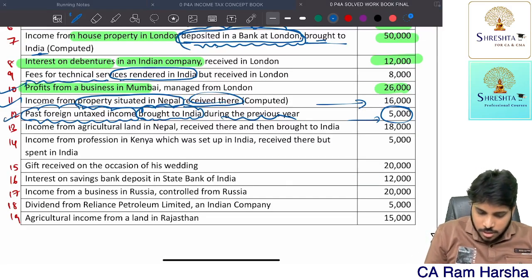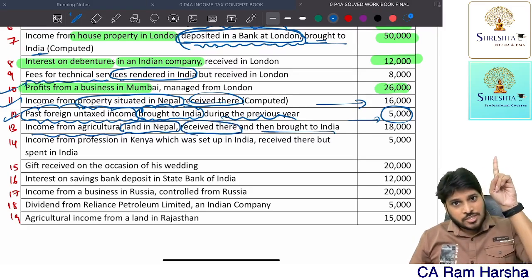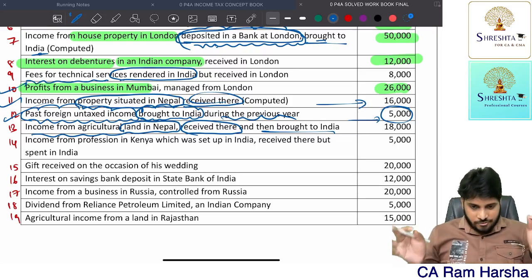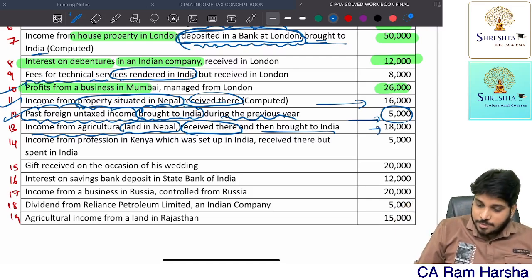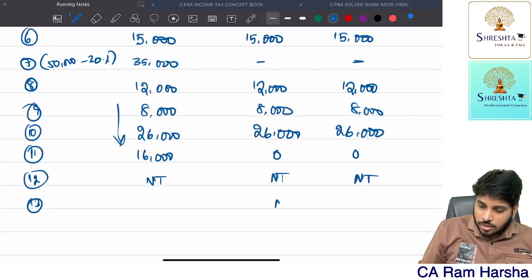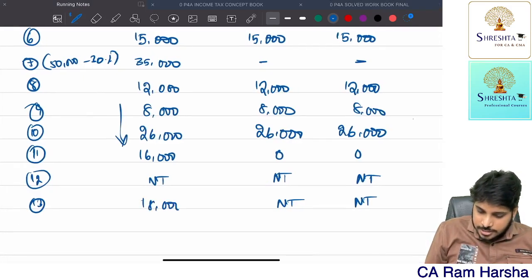13th one. Income from agricultural land in Nepal. Received there. Brought to India. Received is also there. Later brought to India doesn't matter. Where it is first received is important. Source outside, receipt outside. Not taxable for non-resident and R and OR. But for this fellow, 18,000 is taxable. 14th item. Next.